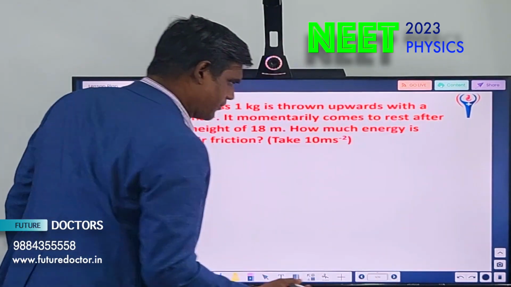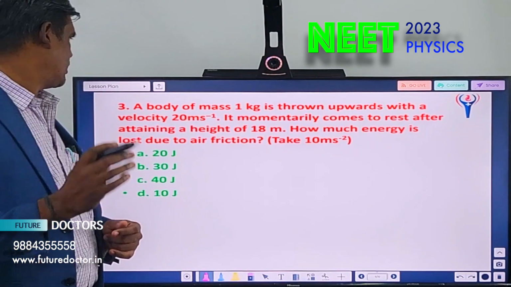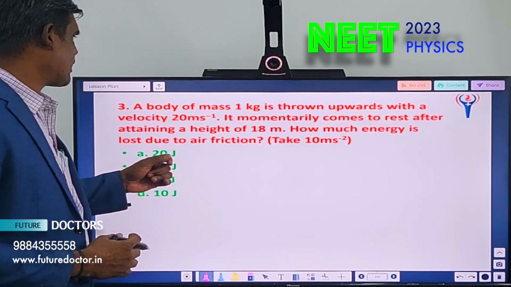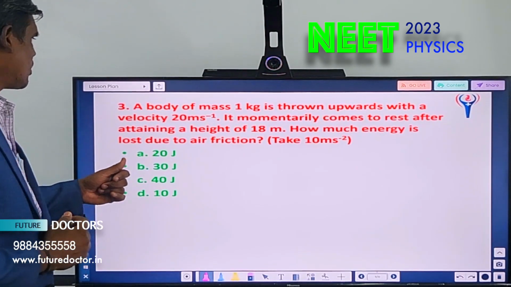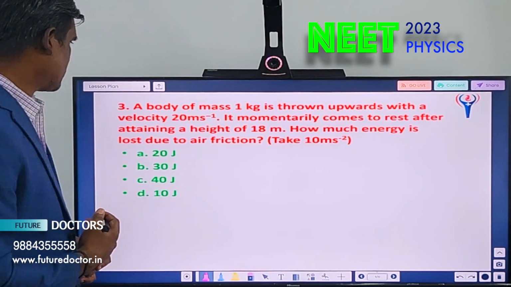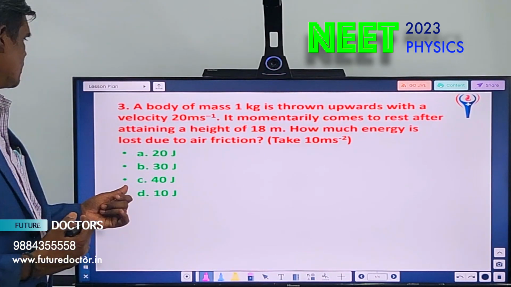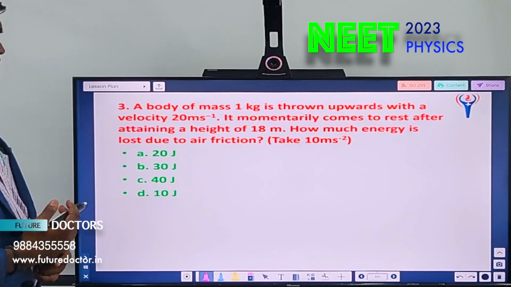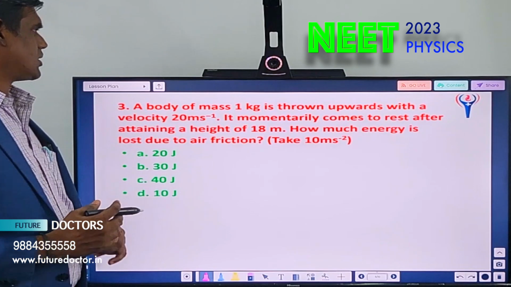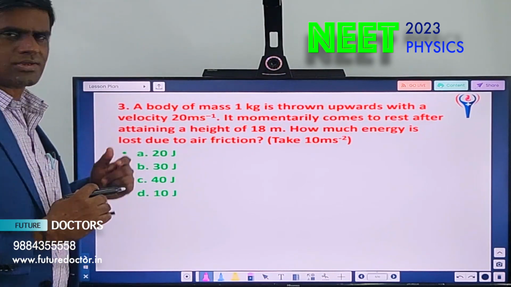Let's move to question number 3. A body of mass 1 kg is thrown upward with a velocity 20 meter per second. It momentarily comes to rest after attaining a height of 18 meter. How much energy is lost due to air friction? Given g value is 10 meter per second square. Option A, 20 joules. B option, 30 joules. C option, 40 joules. D option, 10 joules. Here you should know the relation between energy, velocity, height, and mass. By knowing the formula, you can solve this question.